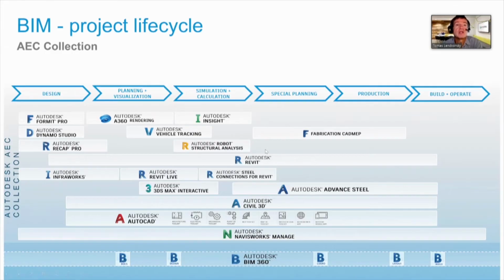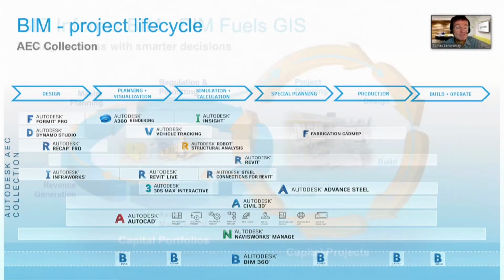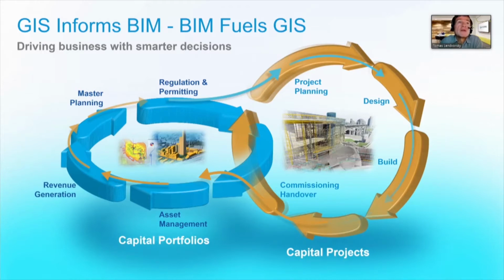So we do have a wide range of products which are covering different parts of life cycle of the project. But the goal of this presentation is not to talk about these products itself, but how these products can share the data created within them. And it's not only about the data created in our products, but our vision is that BIM and GIS are working together. What does it mean?